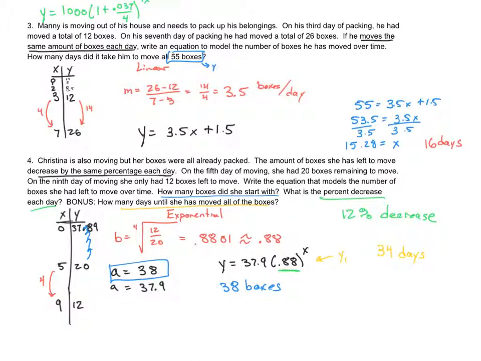Remember, in an exponential equation, it's never going to actually equal 0, so we have to find a time when we're going to be able to round down. So that'd be 34 days. So that's a lengthy warm-up, but it covers lots of great things that are happening in this chapter 2.